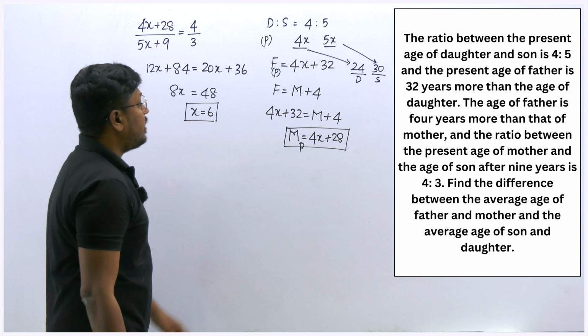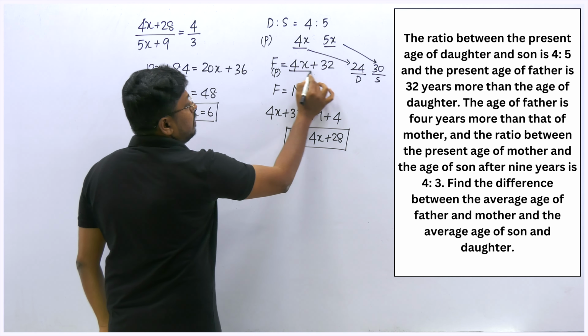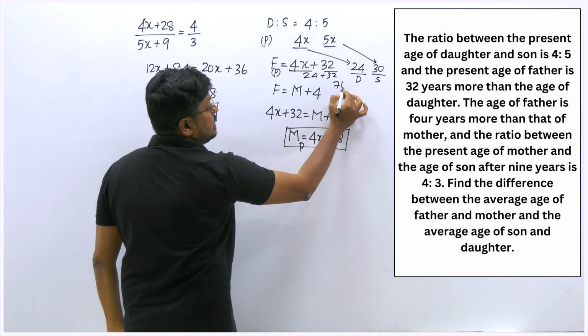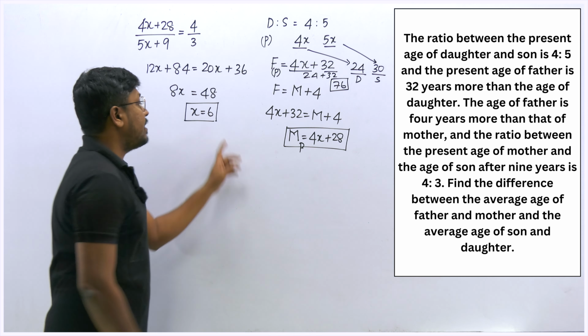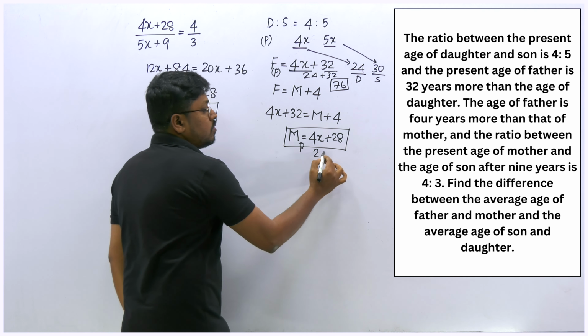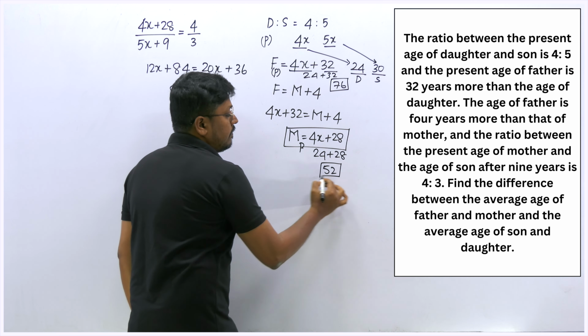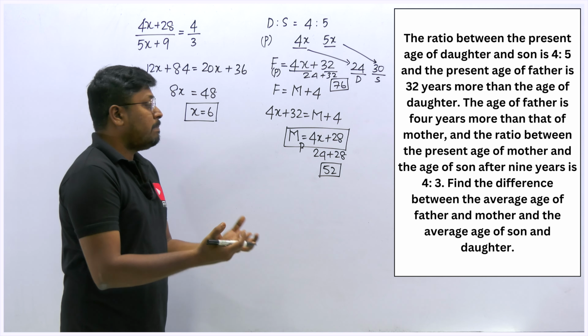What about the father's age? Substitute 6 here. 6 fours are 24. So 24 plus 32. The result will be 76. 76 will be the age of the father. So now what is the age of the mother here? 6 fours are 24. So 24 plus 28, which will be 52. So 52 will be the age of the mother. So finally we found all the persons' present ages.